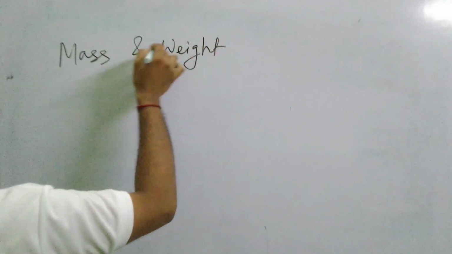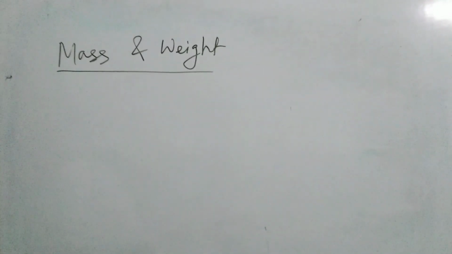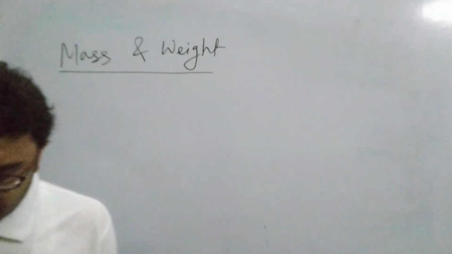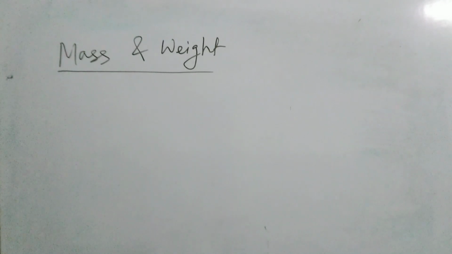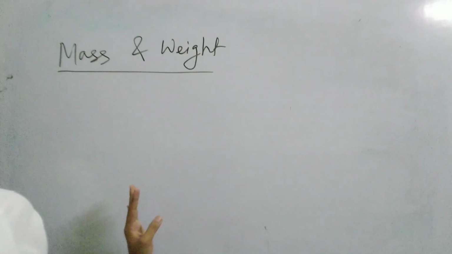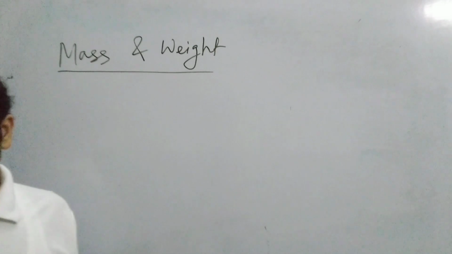Very often we use these two terms, mass and weight, synonymously. That is, instead of saying mass, we say weight, or instead of saying weight, we use mass. But when you are thinking from the point of view of physics, and you already have knowledge of Newton's laws of motion and Newton's law of gravitation, these two terms are definitely not the same. They are different terms. Now, how are they different?